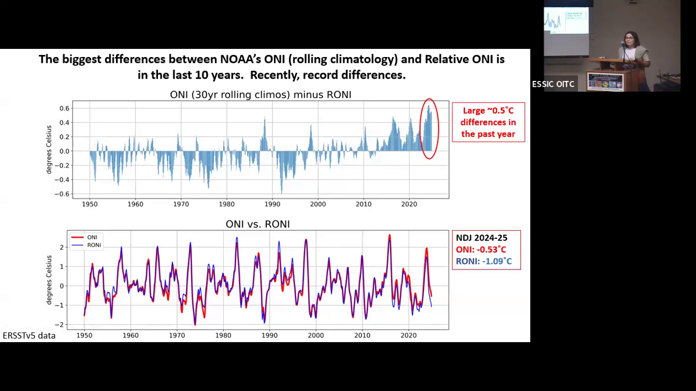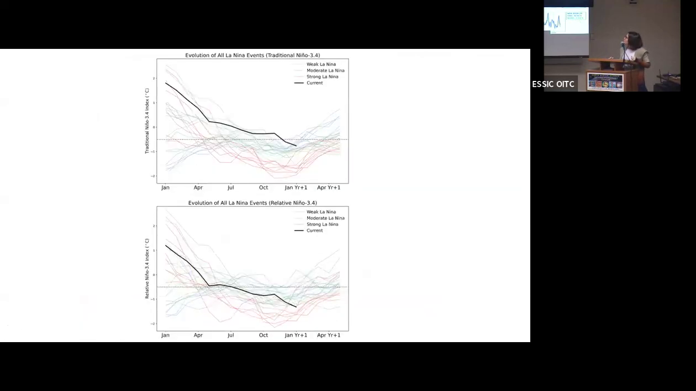This is big, guys, because keep in mind our thresholds for El Nino and La Nina are half a degree. And now we're seeing differences between these two indices that rival that. In fact, if you look at our most recent period here in NDJ, the ONI, the traditional value, is at minus 0.5, so a very weak marginal event. And our relative index is minus 1. It's a big difference, like the difference between a weak and moderate event.